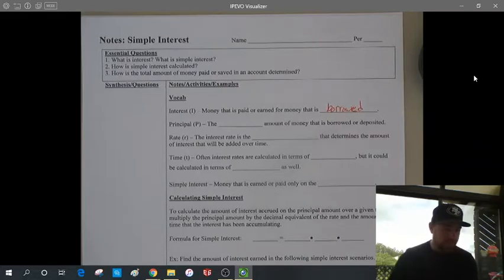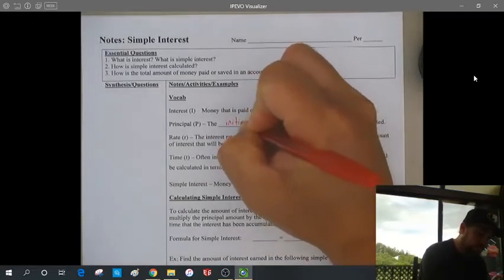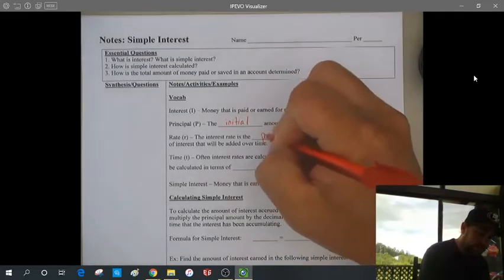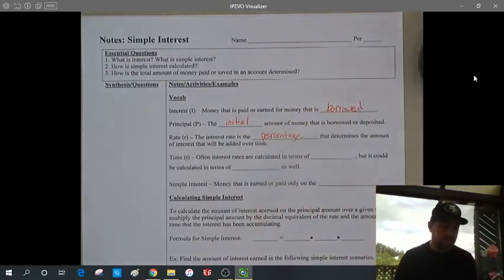So the next word is principal, and we use capital P to represent principal, and that's the initial amount of money that is either borrowed or deposited. So either the amount of the loan or the amount of money that you deposit into the bank initially, we call that the principal. The rate, or lowercase r, is the interest rate, which is a percentage that determines the amount of interest that will be added over time.